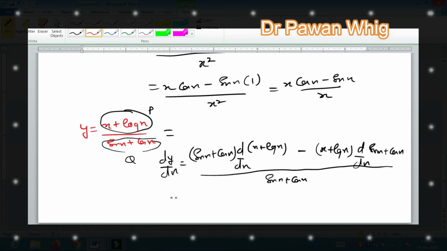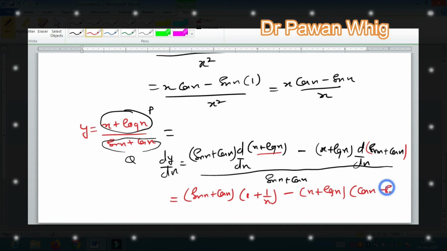In a simple way, your answer would be: sin x plus cos x remains the same, because you need not do anything with this. For x plus log x, the differentiation of x is 1, and for log x it is 1 by x. Similarly, this x plus log x is the same, and for sin x the differentiation would be cos x, and for cos x it would be minus sin x. Upon the square of this thing, you have to mention the square, mind it. So this is sin x plus cos x whole square. The next step is you just have to multiply these two brackets and extend this question till you get the final expression. Hope you understand.